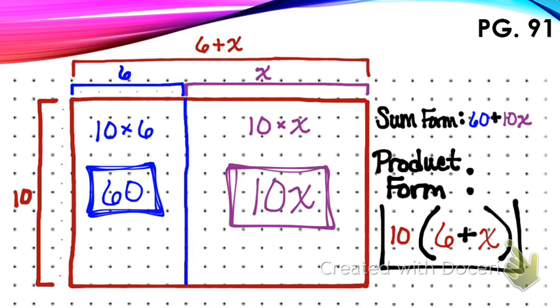So here's my product form, and here's my sum form. What property could I use to get from product form to sum form? I could use distribution. 10 times 6 would get me 60. 10 times x would get me 10x. Product form often gets called factored form.